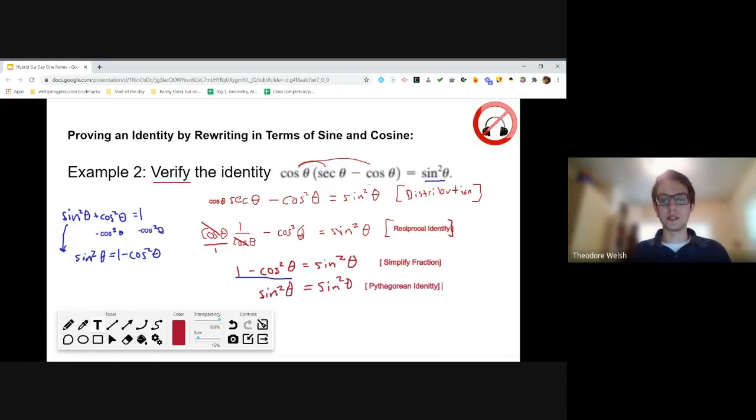At this point, my left side equals the right side, so I've proved that cosine times secant minus cosine equals sine squared. So I am done. I show that I'm done by using my math period, my proof period, in this box that is colored in.